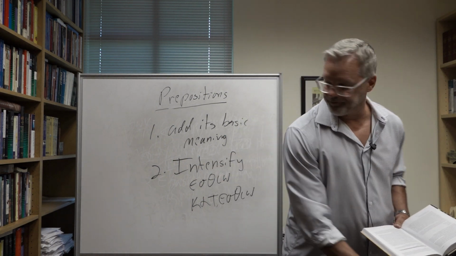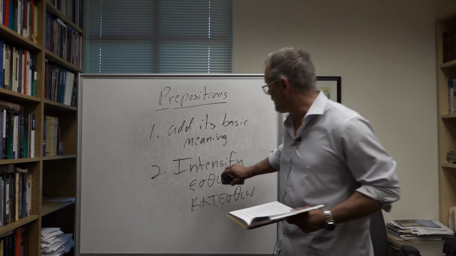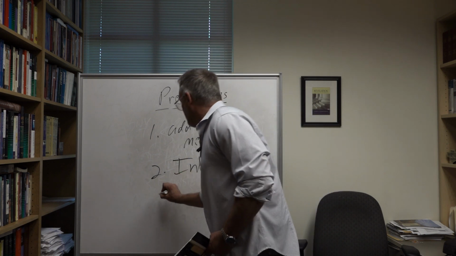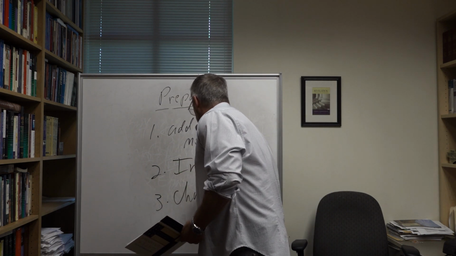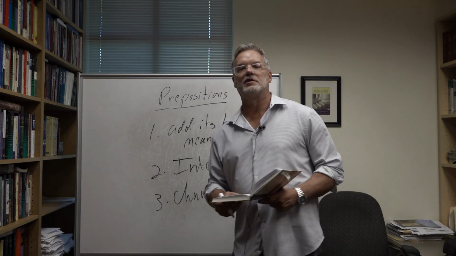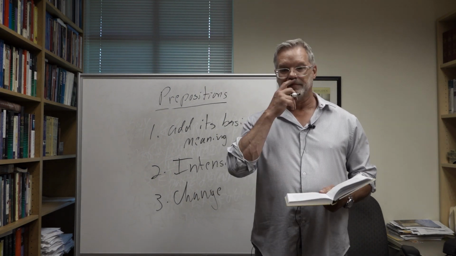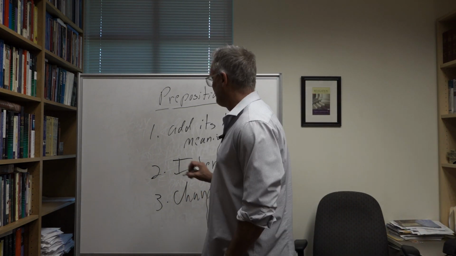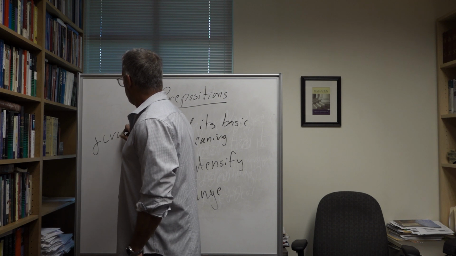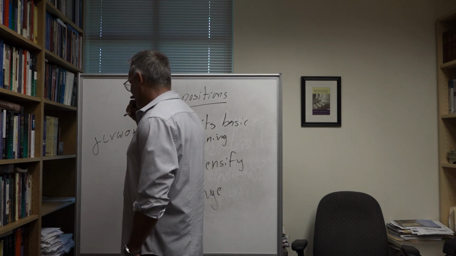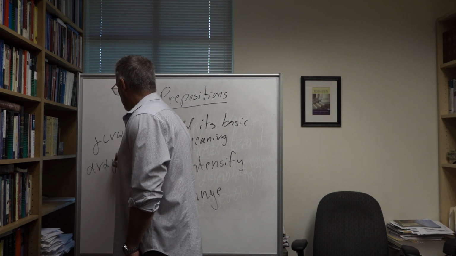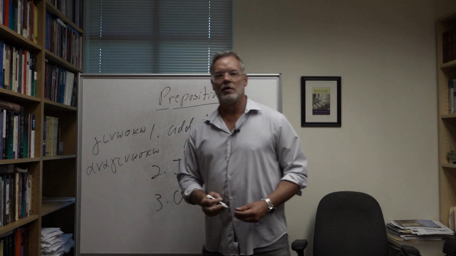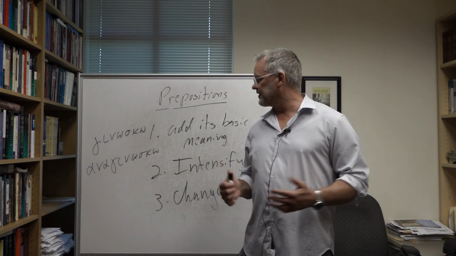And then finally, I'm running out of room, so I will erase those examples. The last one is, sometimes it appears to change the meaning of the verb altogether. So for example, the verb ginosko, I know. Anaginosko, I read. And there are other examples we could point to.